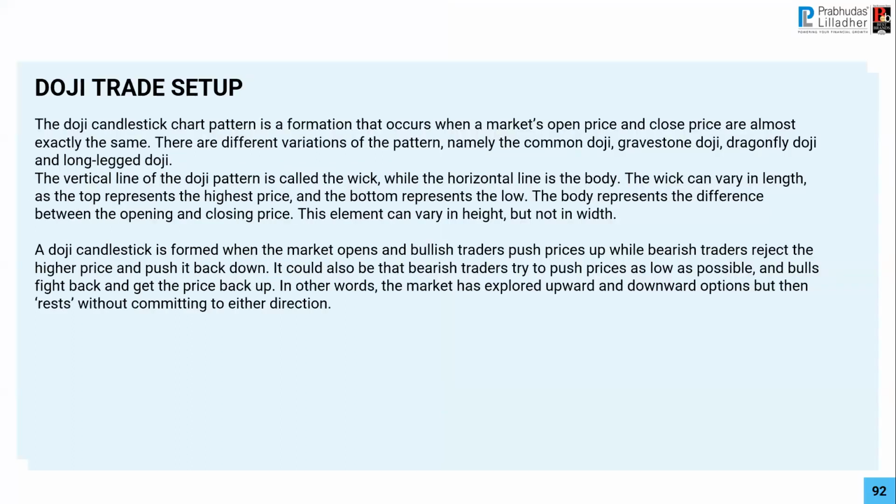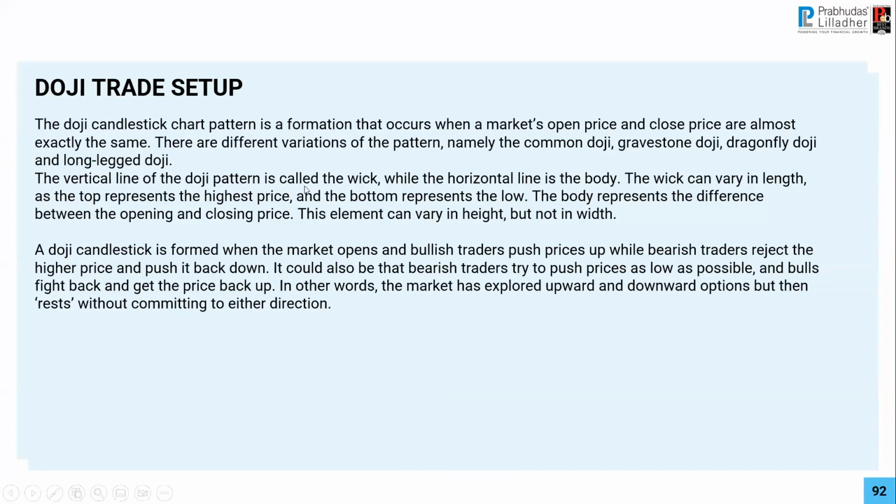Now doji's trade setup. The doji candlestick chart pattern is a formation that occurs when a market's open price and close price are almost exactly the same. This is what we explained, that there is no real body. It comes to the same level. There are different variations of the pattern, namely the common doji, that is the cross shape, the gravestone doji, the dragonfly doji, and the long-legged doji. So remember these diagrams, which I will be forwarding as the slide. You have to remember these formations for easy understanding.